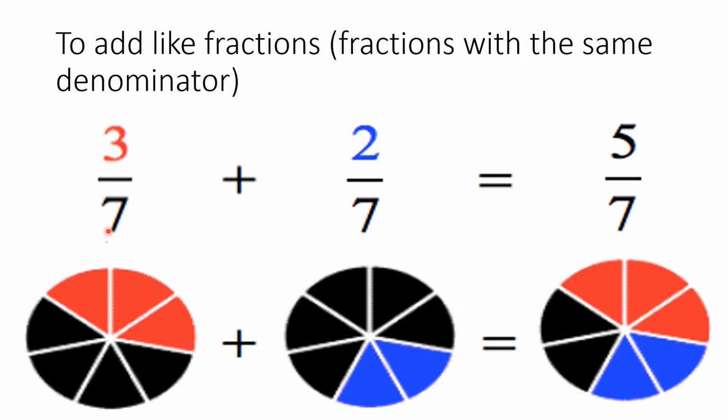So when we add these two kind of fractions which are like fractions, we will write same common denominator which is 7 and we will just add normally. 3 plus 2 equals to 5. So our answer will be 5 by 7.